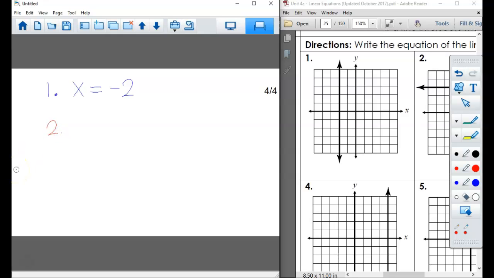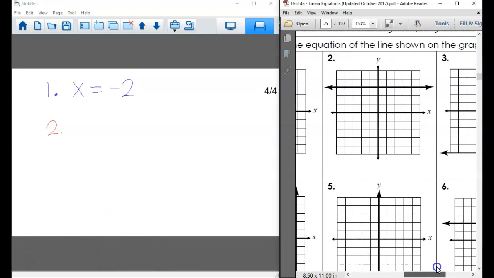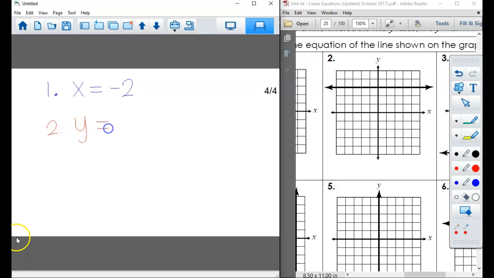So remember what I did. Does it cross the x-axis or the y-axis? That tells me what letter to write down, and then I look to see where it crosses to get my number. All right, let's look at number 2. On number 2, does that line you see cross the x-axis? No. Does it cross the y-axis? Yes, right here. So this is going to be a y equals equation because it crosses the y-axis. Now where does it cross? Well, here is 0, and it crosses up 1, 2, 3. So that's positive 3 right there. So y equals 3.